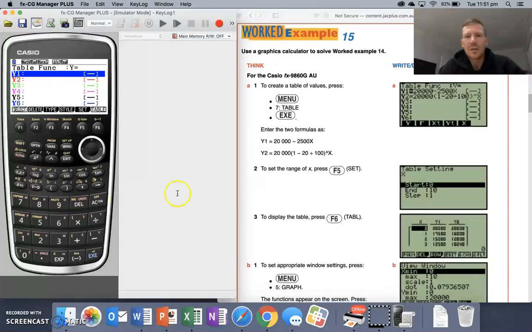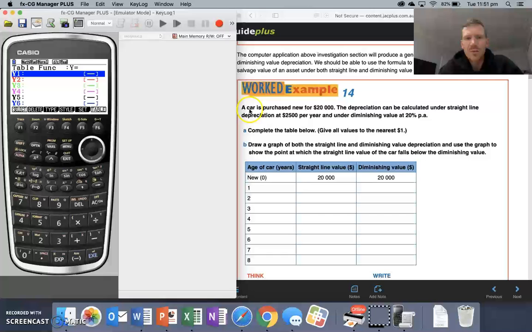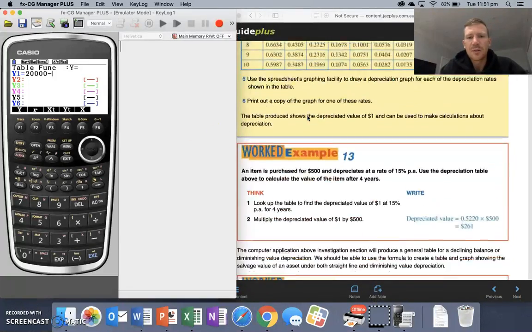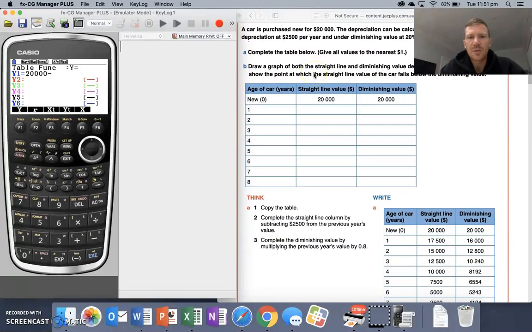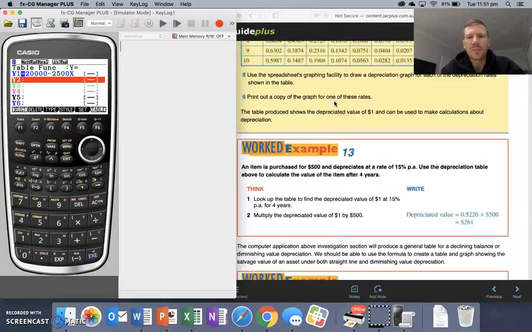Y equals, and if we go back up here, the values we get are: the car is purchased for $20,000. That's our V, so put that in. $20,000 minus, it says it depreciates at $2,500 per year, and we multiply that by x. So we go alpha, x, there we go, and enter that in. So that's the straight line method.